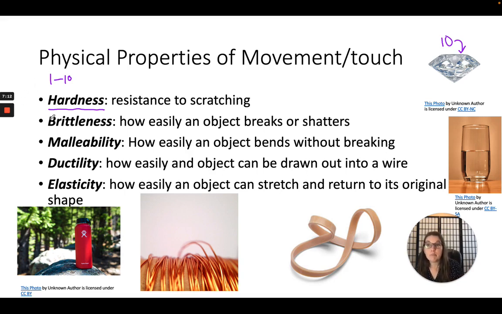Another property is brittleness. Brittleness is how easily an object breaks or shatters. And sometimes objects that are higher on the hardness scale tend to also be brittle. An example of that is glass, right? Because you could take a nail and try to scratch the glass and it's going to resist that scratching quite a bit. But if you throw the glass on the floor, or like my coffee mug on the floor right here, it is going to break into thousands of pieces.